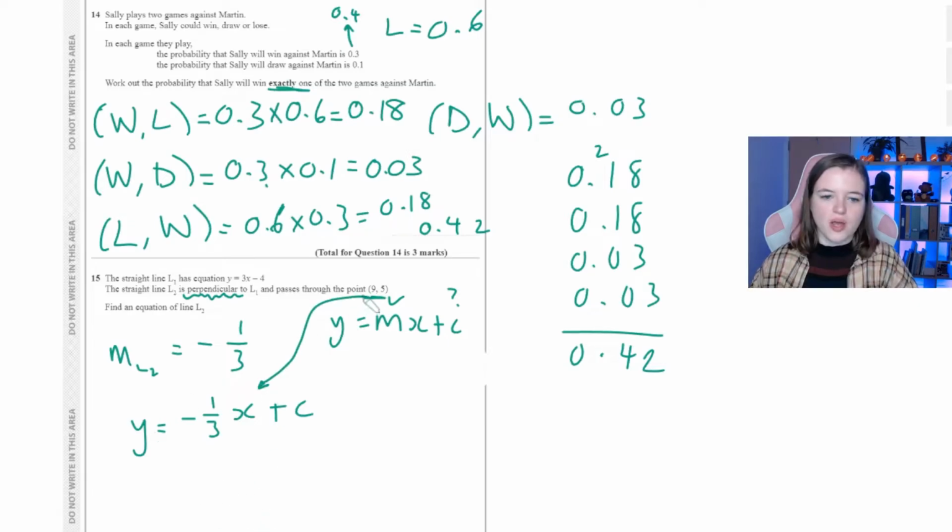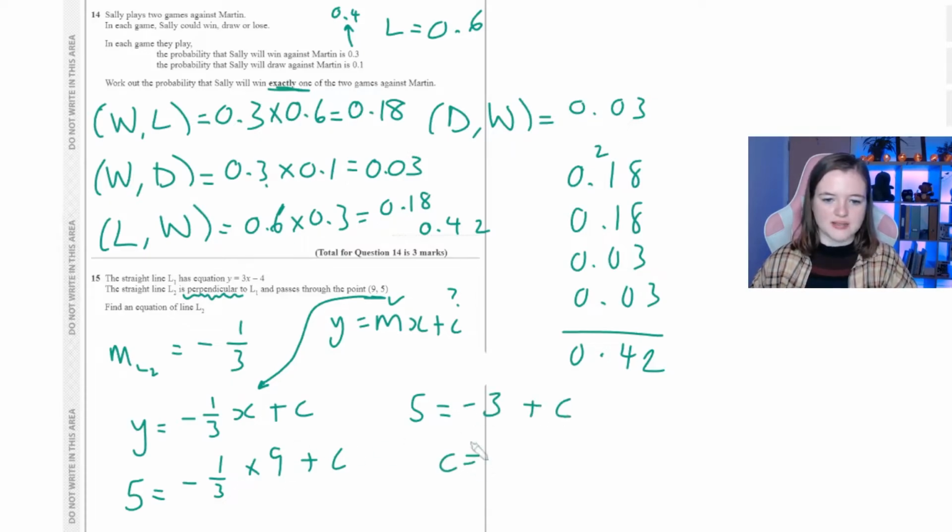So x is 9, y is 5, so 5 is equal to minus a third times 9 plus c. And then 5 equals minus a third times 9. That's just the same as doing 9 over 3, which is minus 3, plus c.